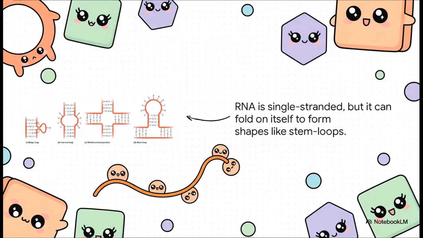But hey, single-stranded doesn't mean it's just some boring, floppy string. In fact, being single-stranded is RNA's superpower. It means it's incredibly flexible. It can fold back on itself, letting its own bases pair up and create all these cool and complex 3D shapes you see here. Things like bulge loops and that classic stem loop, which kind of looks like a hairpin.